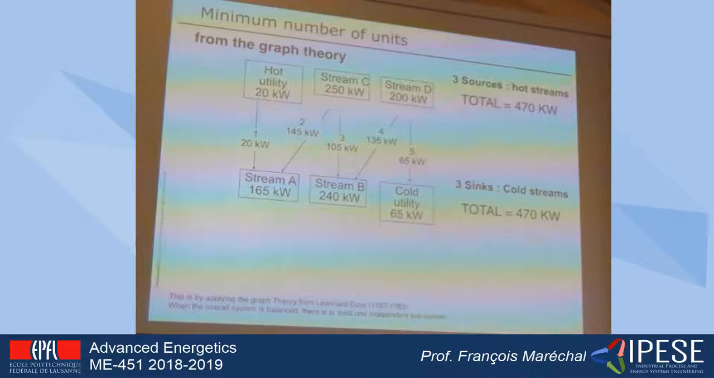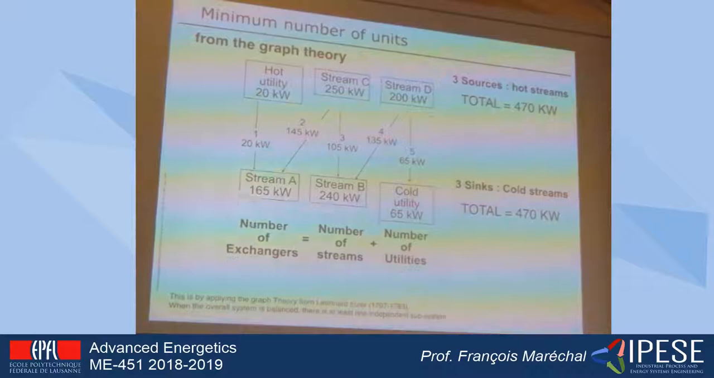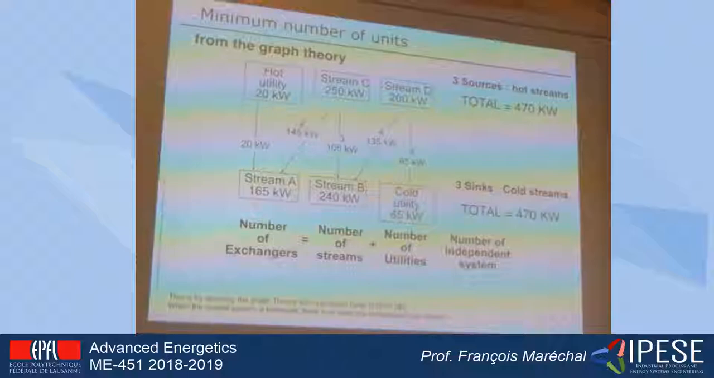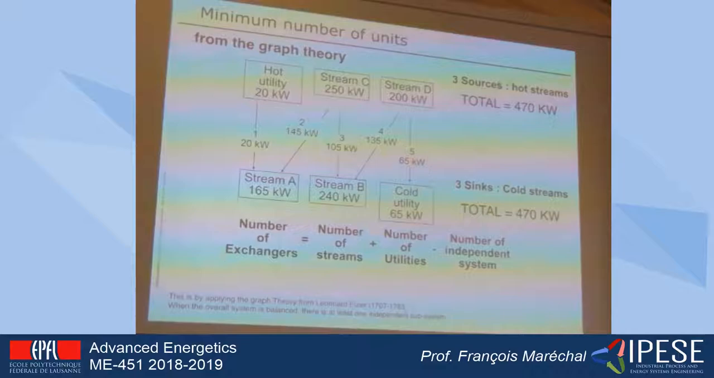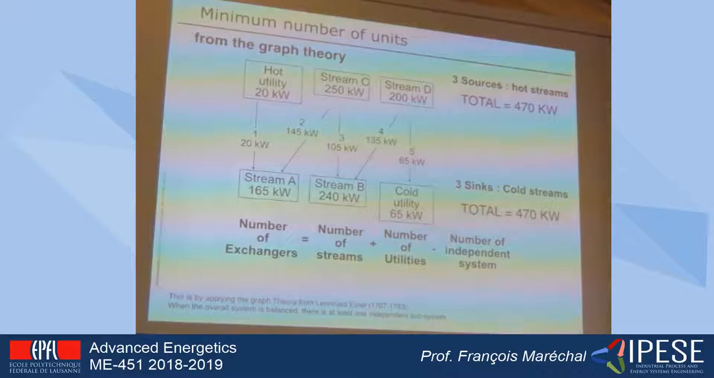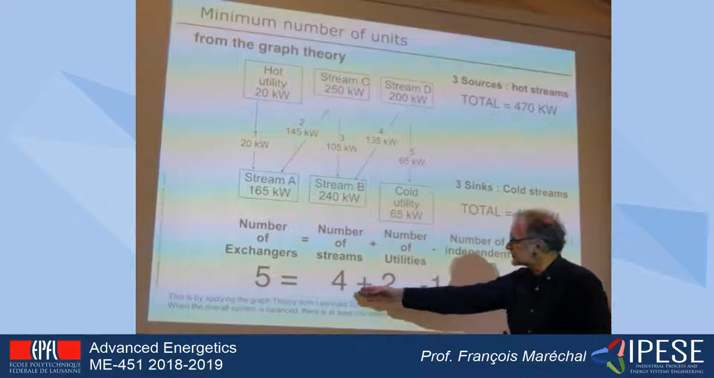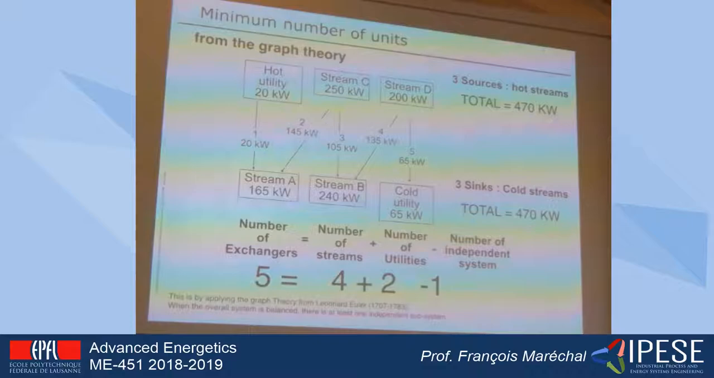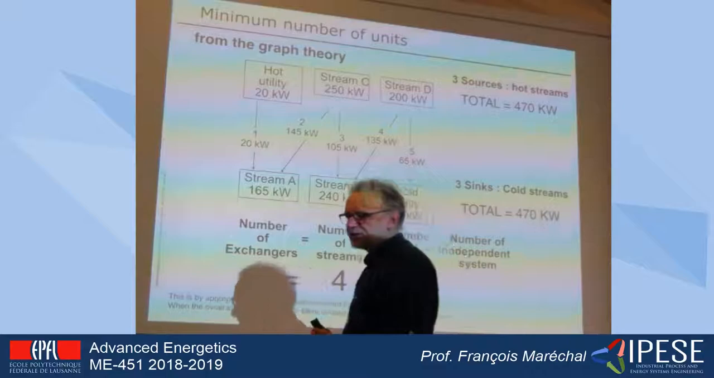And at the end, what we can see is that the number of heat exchangers is equal to the total number of streams, including the utility, minus the number of independent systems, knowing that the whole system is independent because it is balanced. Okay? So it means that now I can calculate how many heat exchangers I need, and I would obtain the following answer. I need 5 heat exchangers because I have 4 streams plus 2 utility minus 1 because I have 1 independent system. Okay, so it means that I have now a way to calculate what is the minimum number of connections.